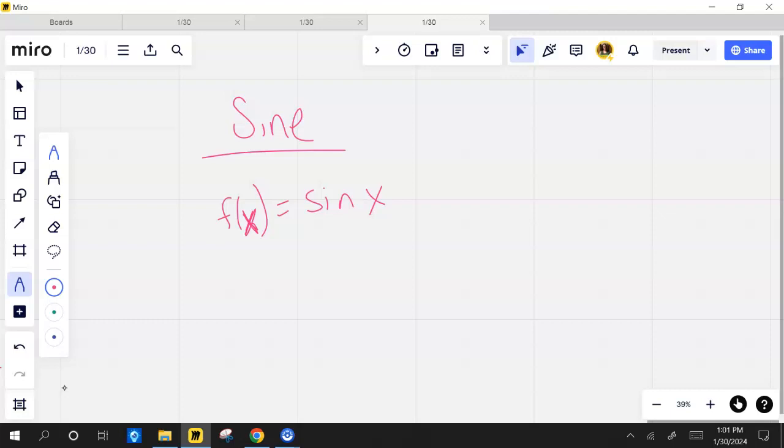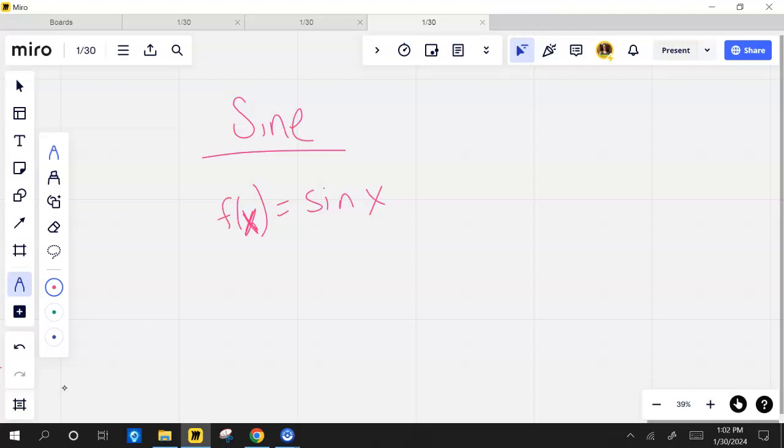Just looking at this and doing nothing else but looking at it to analyze it, what is the domain of this function? Negative infinity to infinity. Now, this is a sine wave. Here's what you need to know about this. It continues doing this forever and ever and ever. So it's continually oscillating like that.